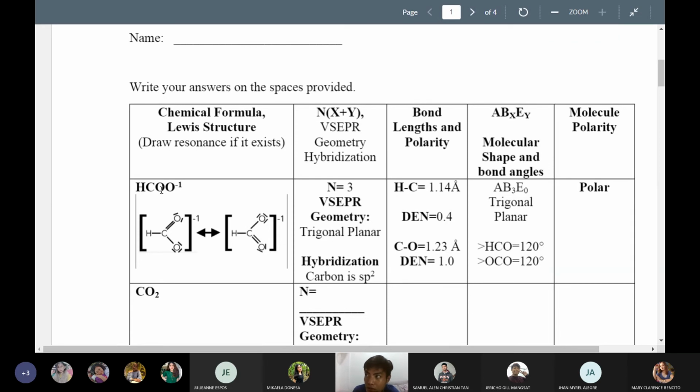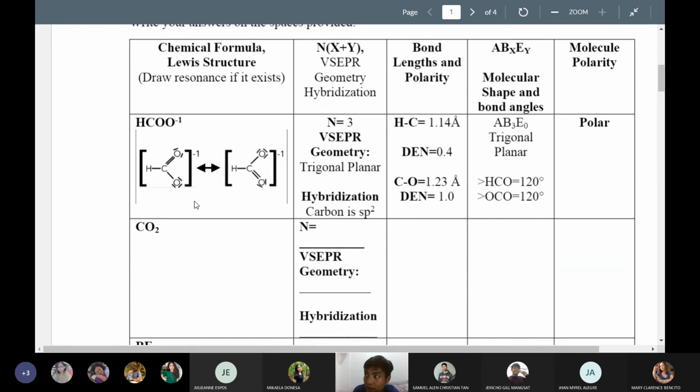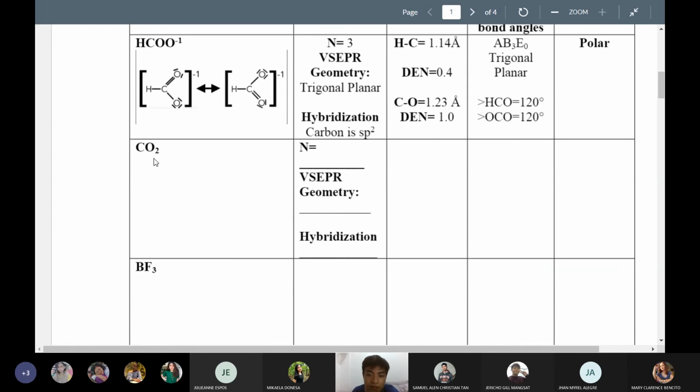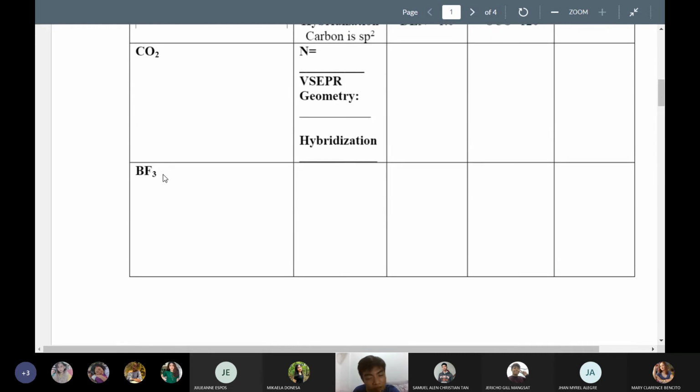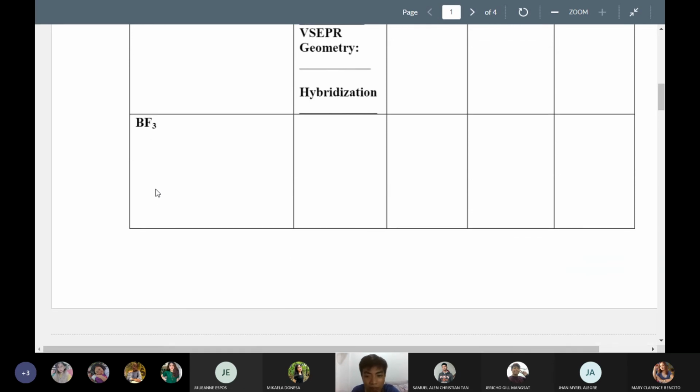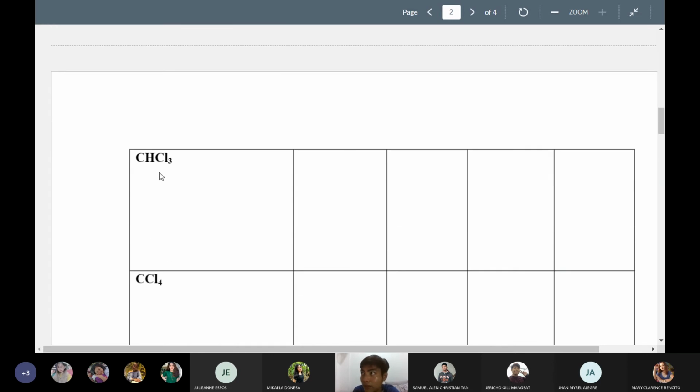For example, HCOO. Okay, since HCOO yan, first and second period yan, so yan ay usual octet rule. CO2, nasa first period yan, nasa second period yan periodic table, so you do the usual octet rule. BF3, boron will be the central atom, nasa group 3 yan, so this is incomplete octet. Okay, so mabilis ko lang malaman kung ano gagamitin ko.